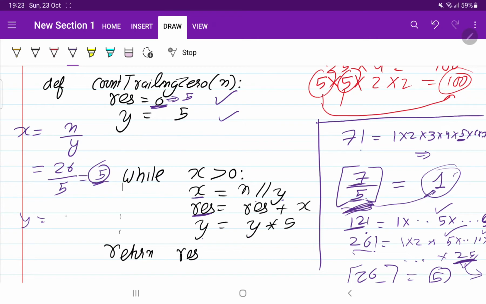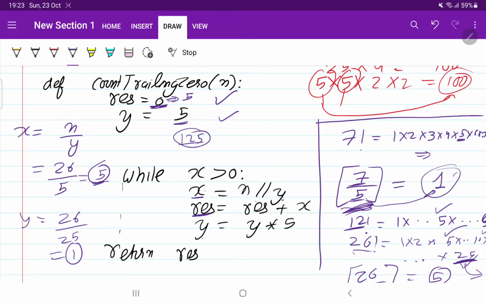Now x value will be n, n is 26, by 25 we are going to get 1. Okay. So initially the result value was 5, 5 plus 1 will be 6. So we stored 6. Now again we multiply y by 5. So the y value will be updated. It was 25, now it will become 125.